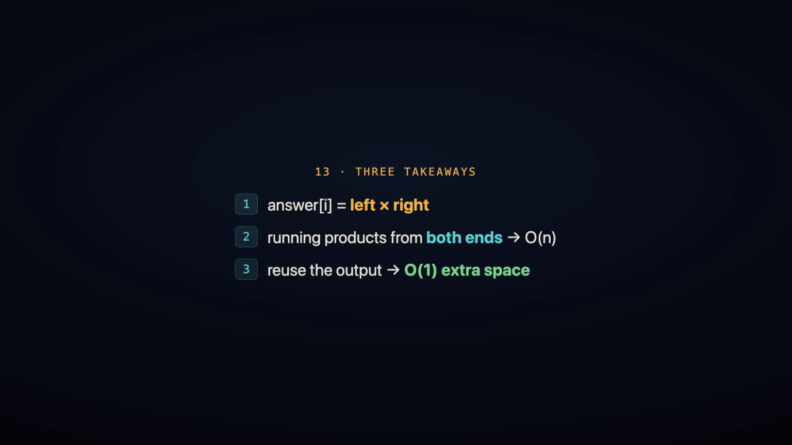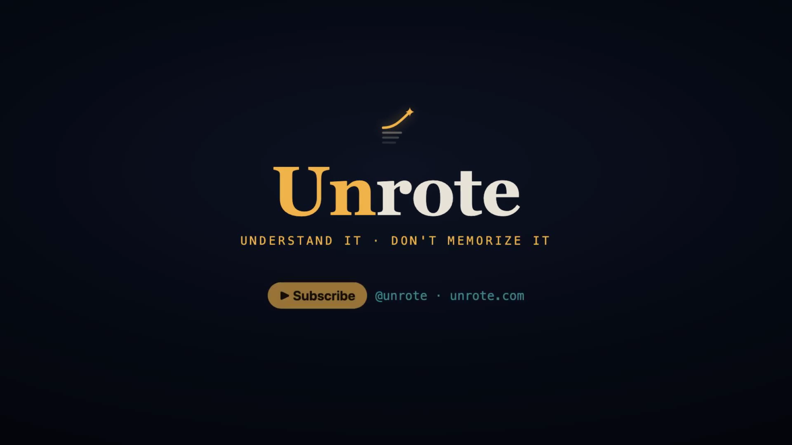3 things to carry. 1, the answer at i is the product to its left times the product to its right. 2, a running product from each end gets both sides in O of n. 3, reuse the output for O of 1 extra space. No division required. Next up, encode and decode strings. Understand it. Don't memorize it.